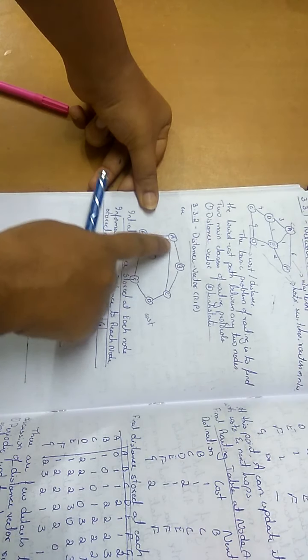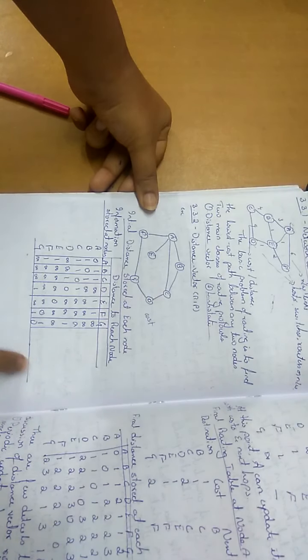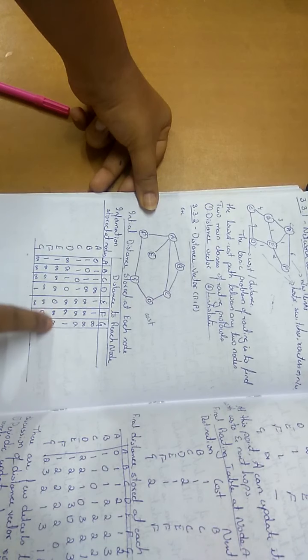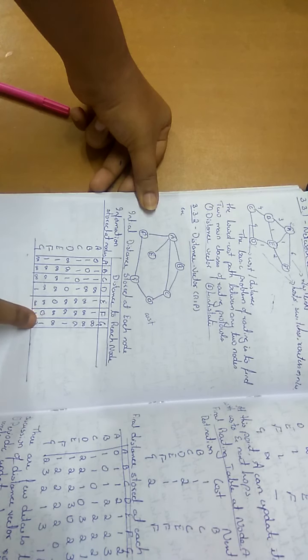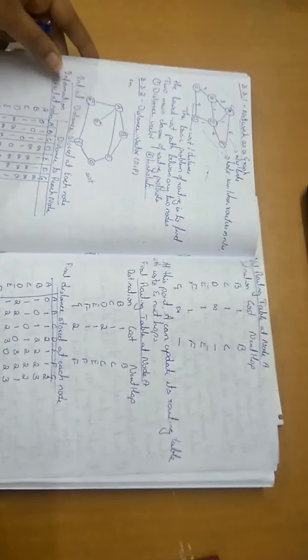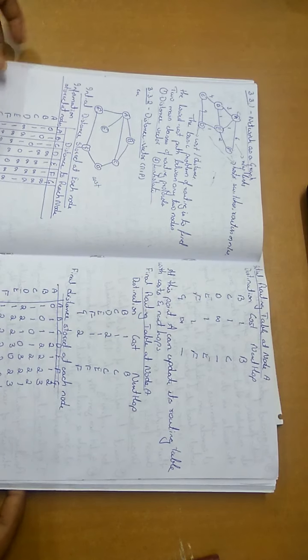Similarly, B to A is 1, B to B is 0. So this is the initial distance for this network. Wherever the infinity is there, we have to find out the value for such nodes. Initially, we said every node will be having this table.